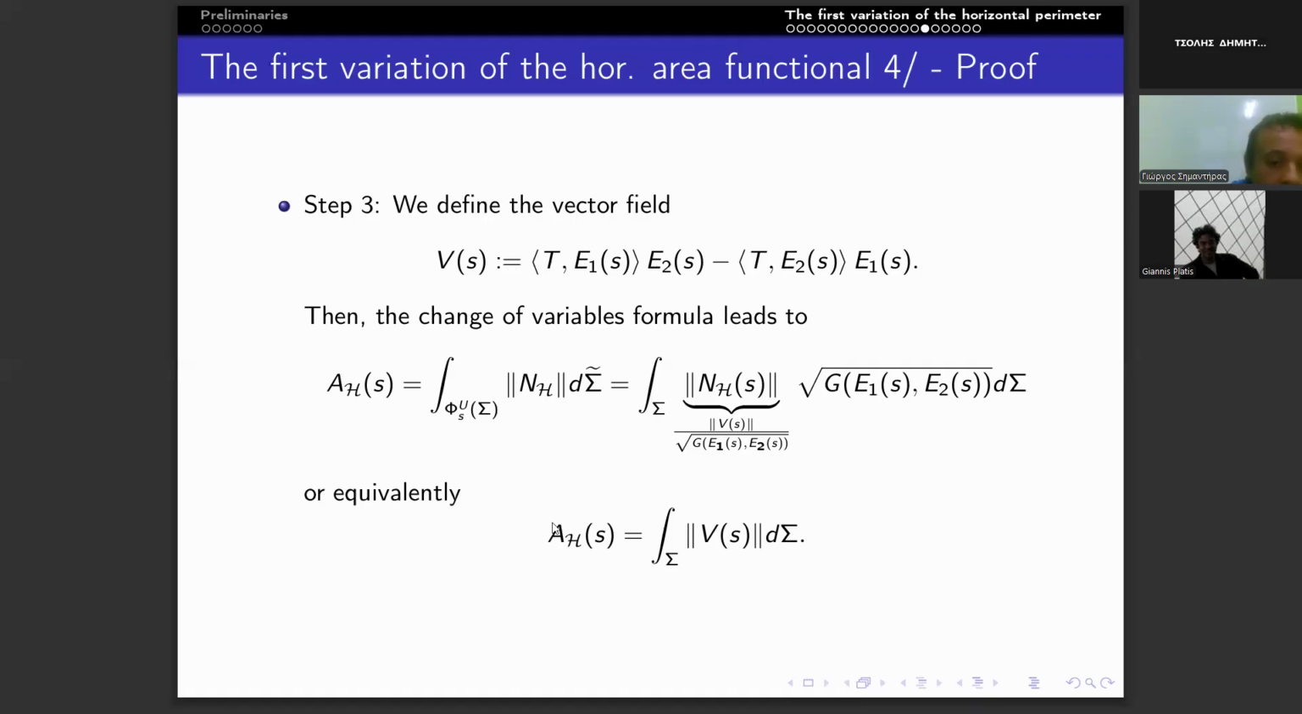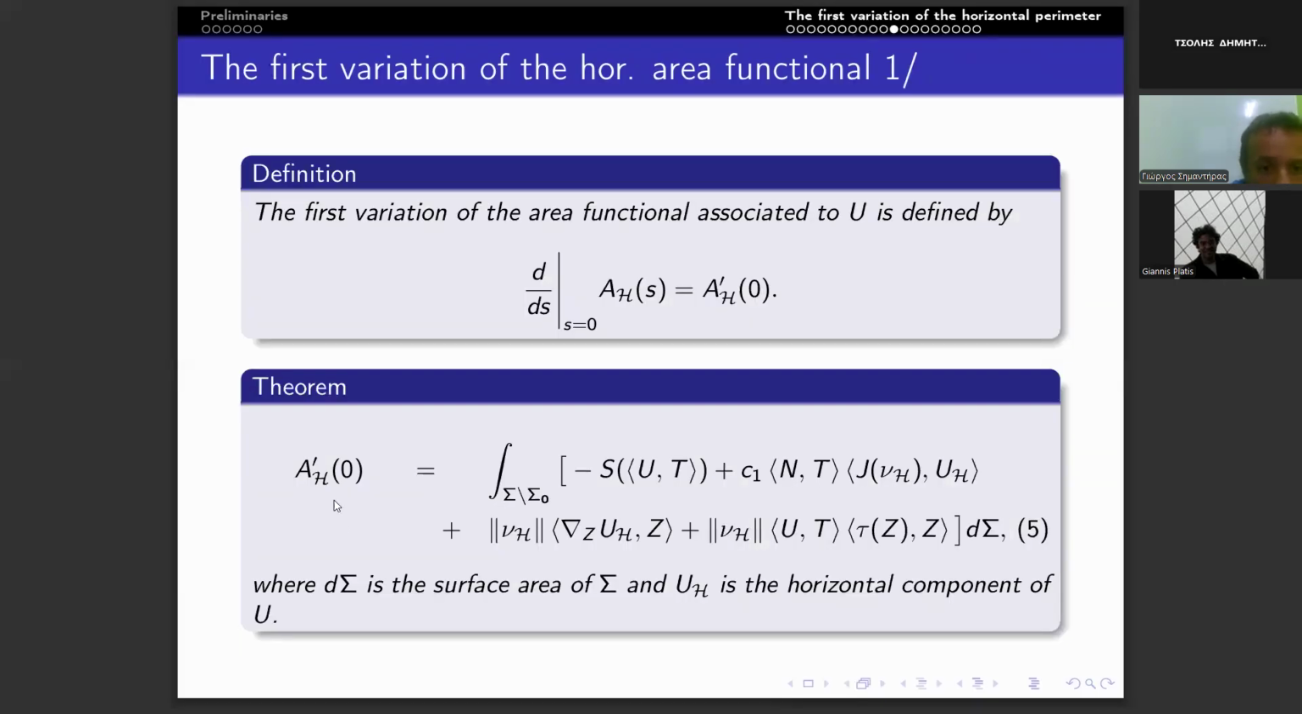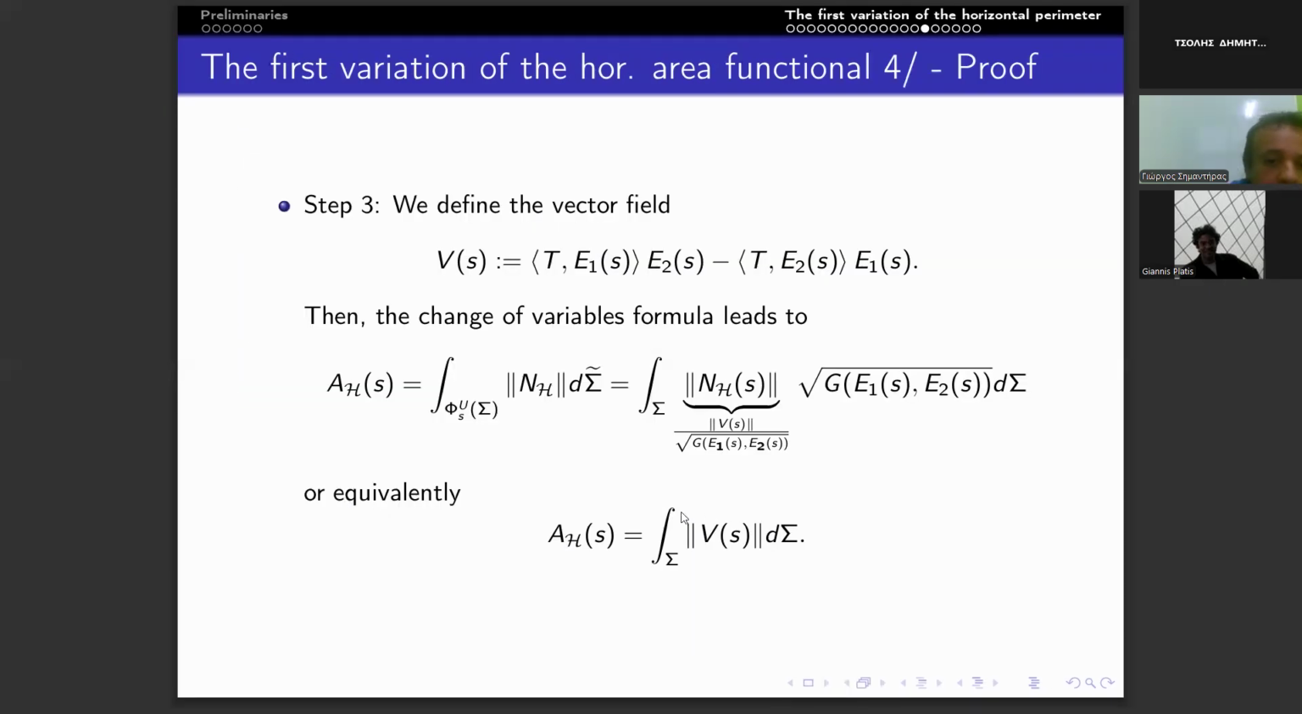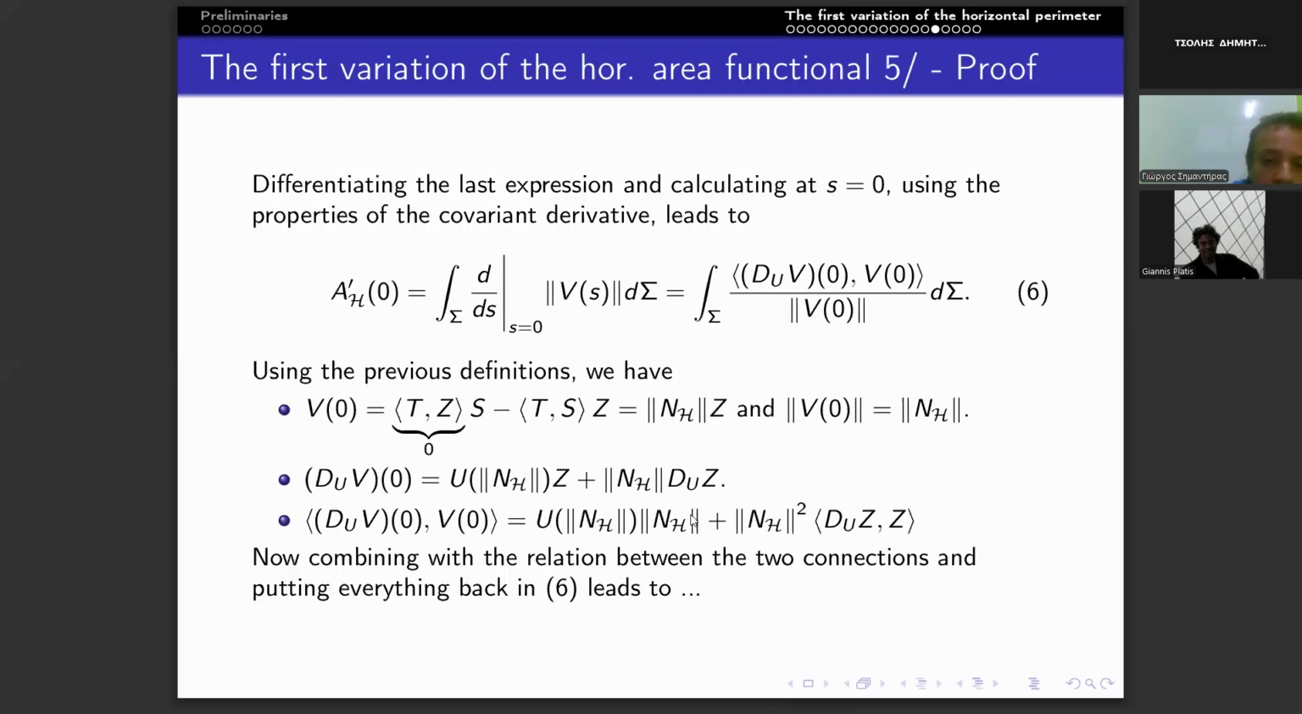So we have that here, the horizontal area functional is practically the integral over sigma of the norm of Vs. So we need to calculate the first variation of the horizontal area functional. We just want the derivative with respect to S and then calculate it at 0. And we use some properties of the covariant derivative here. And using the previous definitions, we just need to compute the norm here on the denominator, and also this inner product.